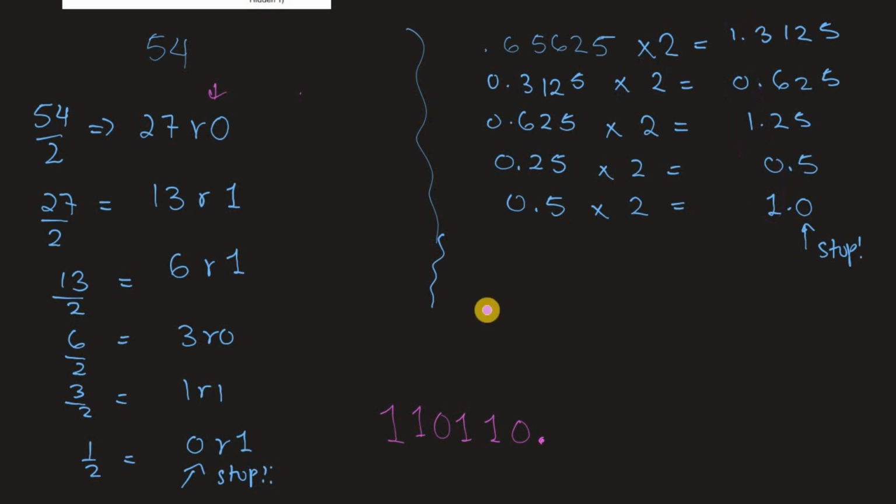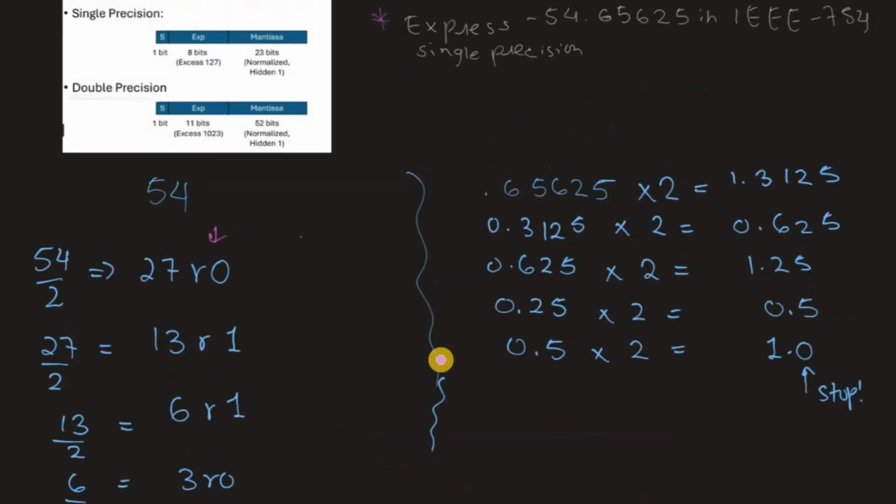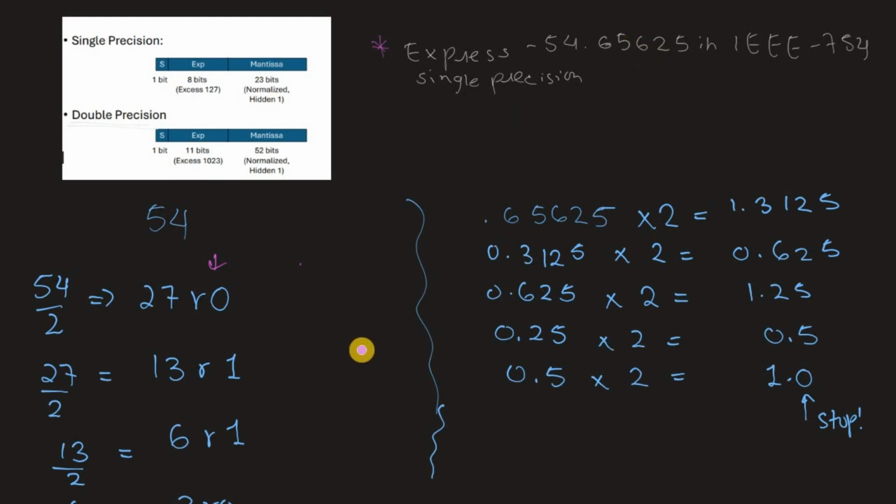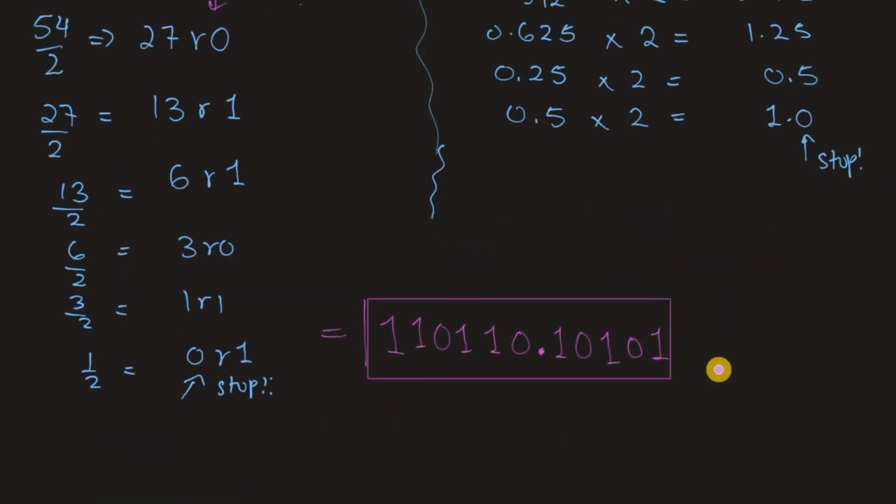Okay, for the whole number we look at the remainders, but here for the decimal we look at these numbers. So we have 1, then a 0, then a 1, then a 0, and then a 1. Okay, so this completes our problem for converting this into binary, right? This ugly number that you see over here, this is this thing in binary.